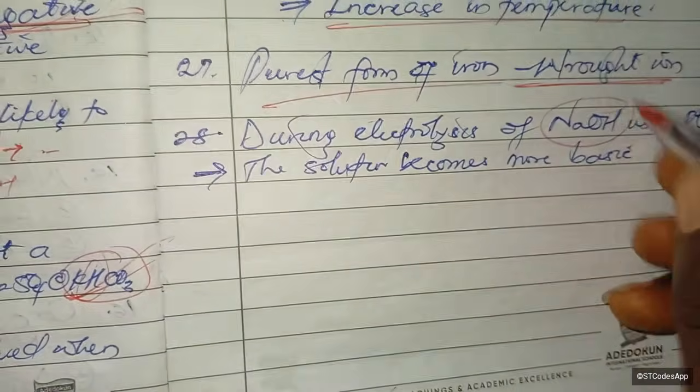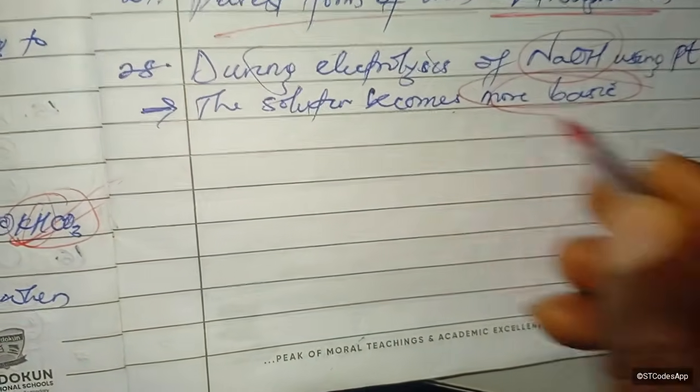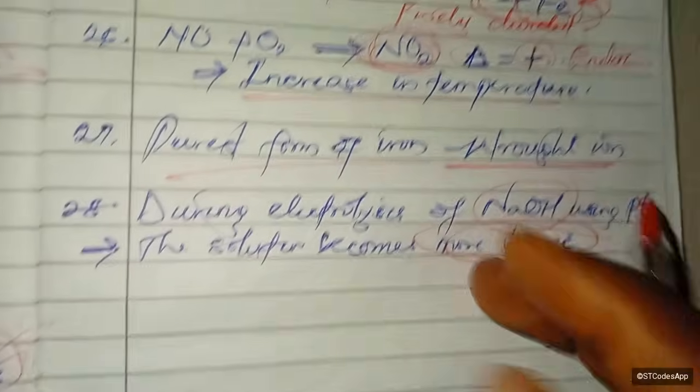During electrolysis of NaOH using platinum electrode, the solution becomes more basic. Don't forget, the solution will become more basic.